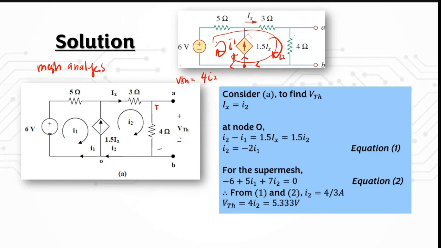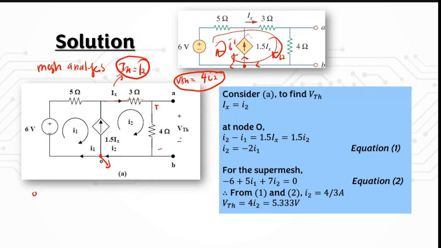So then you can get the value for your VTH. So now let's come up with the equations. Okay, so you know that your Ix here is equal to I2, obviously. Ix here is equal to I2, okay, because this is the same direction as this mesh I2. Okay, so now let's come up with the equation at node 0 here.